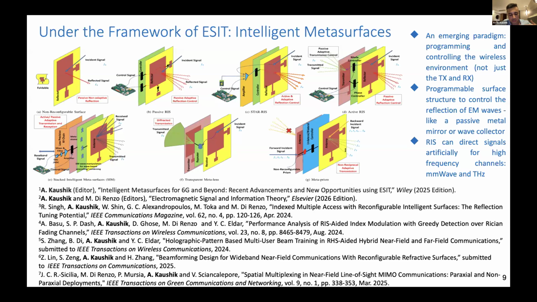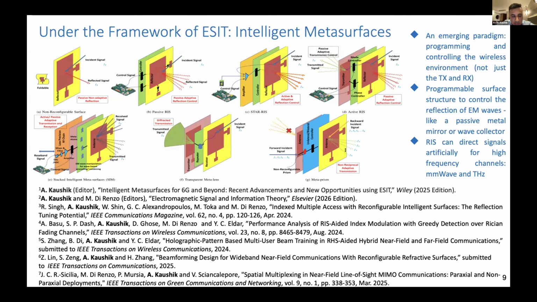So basically, you call them active reconfigurable intelligent surfaces. You also want to reach even larger distances, right? That was the principle of active RIS. And you can also have some sort of trade-off between energy and how many degrees of freedom you have. Then many other variants came later on.